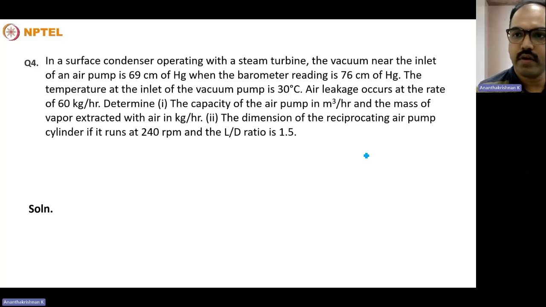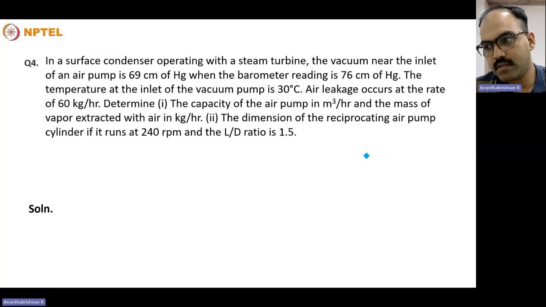So we can look into the problem. It's a surface condenser operating with a steam turbine. So the steam that is expanded in the turbine will be condensed by rejecting heat to the external water source in a condenser.